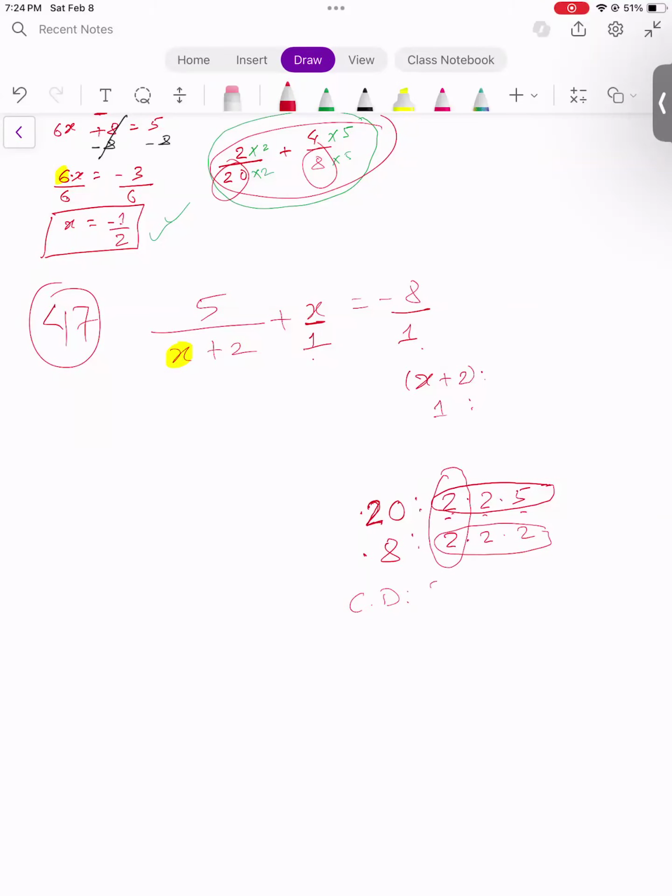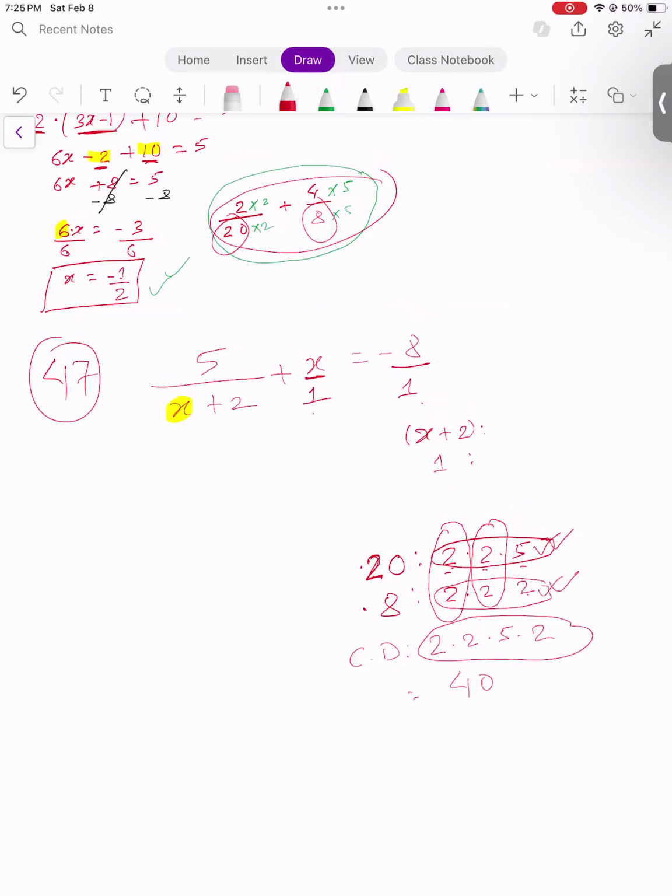So we write them once. We have another factor 2 as common, so we write down 1. If it's common, you write it down just once. Now we have these two factors which are not common, so we write these two factors also: 5, then 2. Now if you multiply all of these factors, we end up getting 40, and 40 is our common denominator. Now, in a similar way, we have x plus 2.